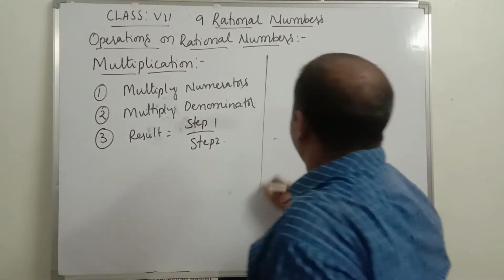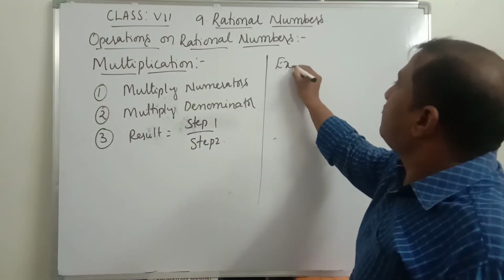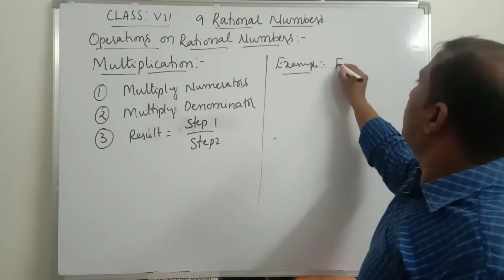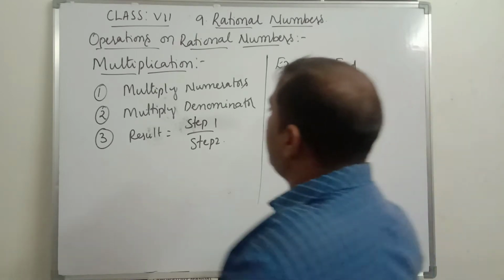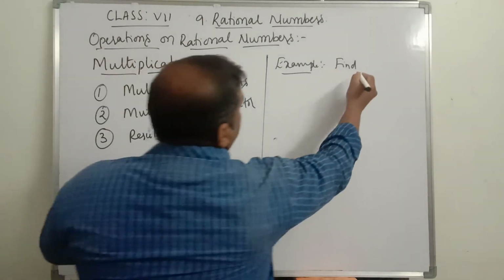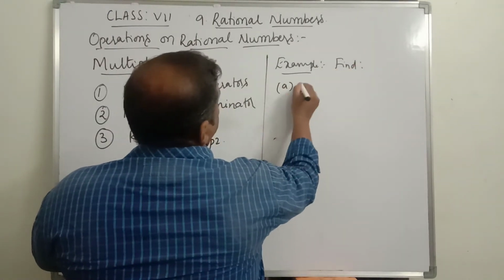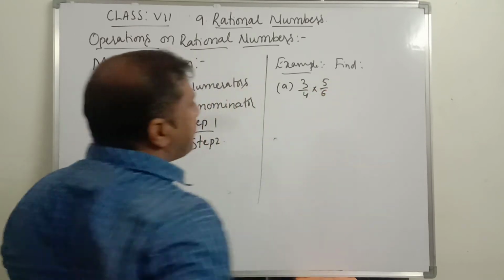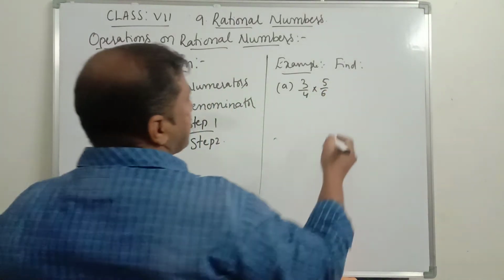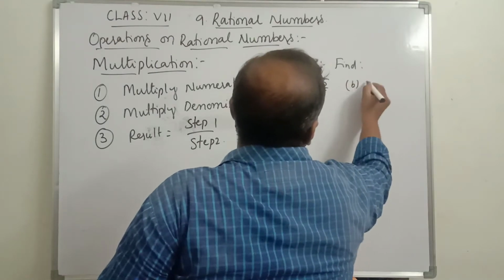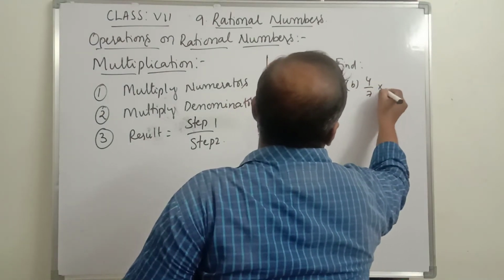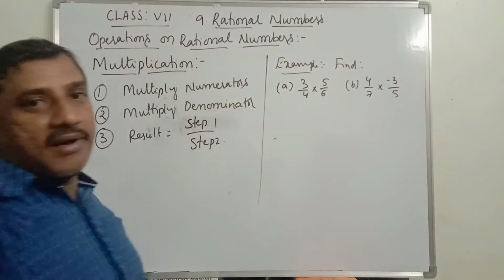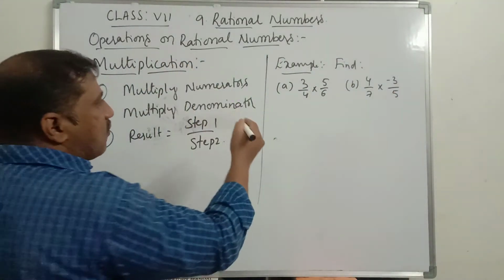We will see an example here. Example: find (a) 3 by 4 into 5 by 6, (b) 4 by 7 into minus 3 by 5. So how do you find the products?